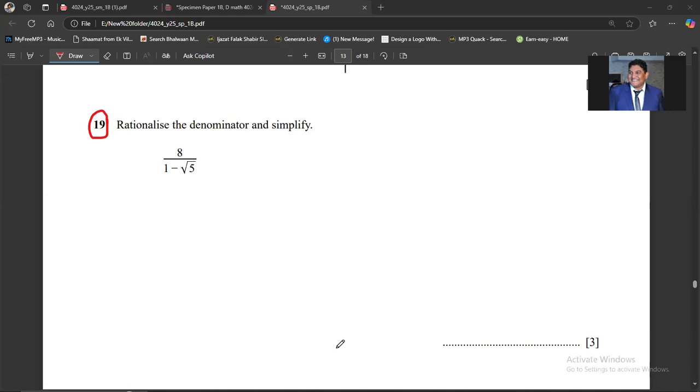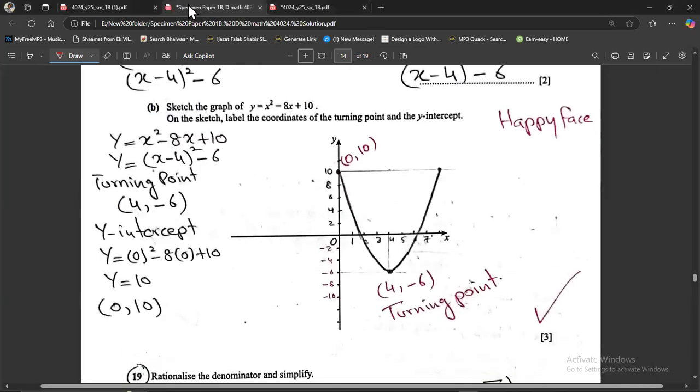So we were talking about question number 19, and in question number 19, you see what happens here. They say rationalize it. So very simple. You simply change the sign here. You change this sign and you multiply with that and you divide with that. So let me show you the trick.